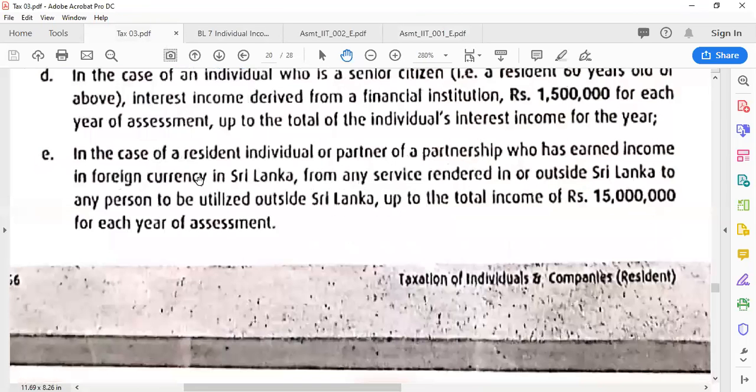And in case of a resident individual or partner of a partnership who has earned income in foreign currency in Sri Lanka from any service rendered outside Sri Lanka to any person to be utilized outside Sri Lanka, up to the total income of rupees 15 million for each year of assessment.